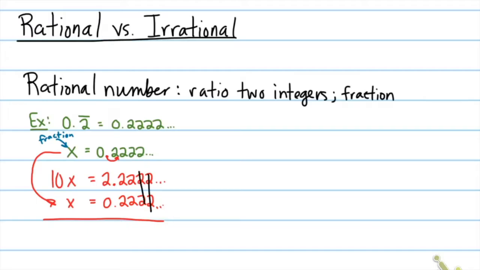2 minus 2 is 0. It will forever do that. And then all I have to do is simply subtract 10x minus 1x, which gives me 9x, and that's going to equal 2.